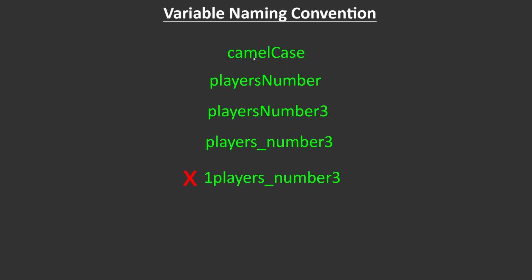In Unity C#, the naming convention for variables is camel case. For example, the variable name playersNumber. Here we start with a lowercase letter and add words without spaces, starting with a capital letter. In Unity C#, variable names can contain letters, digits, and underscores. However, variable names cannot start with a digit.